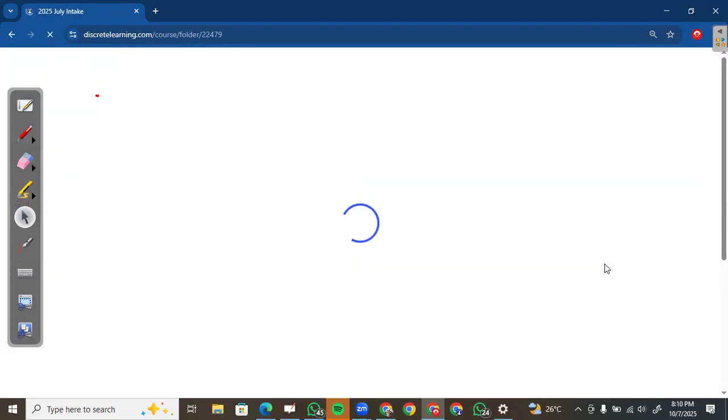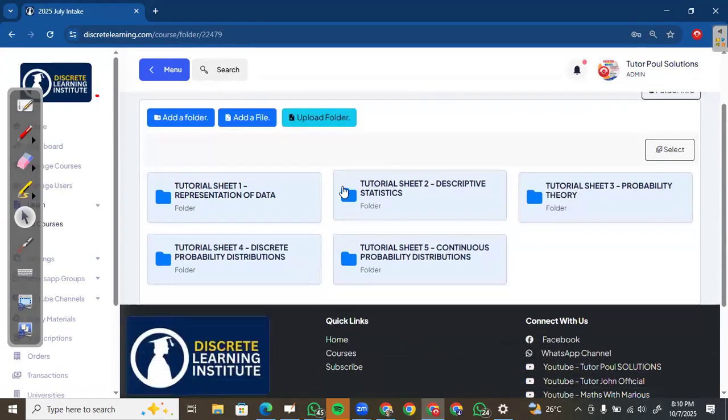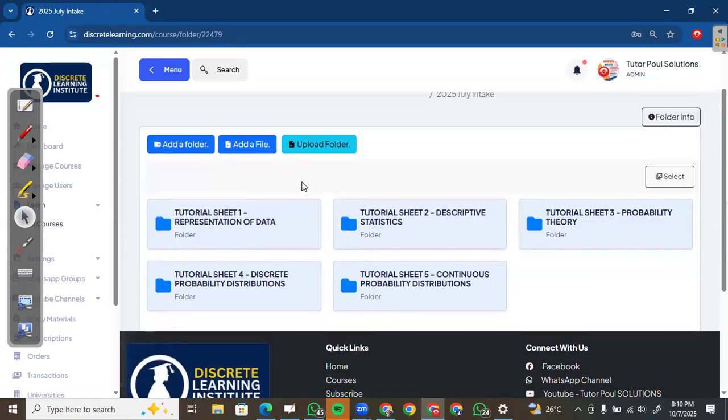When you open it, you're going to see that we have created a folder for all the tutorial sheets. I can even create tutorial sheet 6 because those questions are from tutorial sheet 6. From tutorial sheet 1 all the way up to tutorial sheet 6, I'll put tutorial sheet 6 here. The videos will be available, so you can just register on our website and then you'll be able to access them.